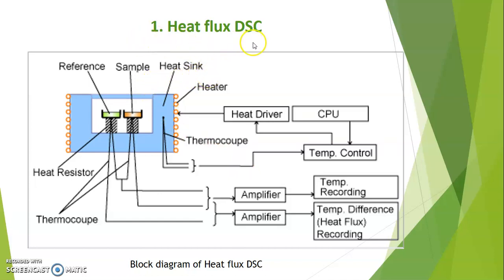So first one is heat flux DSC. Here is the block diagram of heat flux DSC. Here you can see sample and reference containers are present in the block, or in the DSC cell. This is the heater which applies the heat or temperature, and this is the heat sink. Now this sample and reference are connected with the thermocouple, and this thermocouple is then connected with the detectors where signals are detected and forwarded to the recording system where temperature and temperature difference are recorded. So this is about the block diagram of heat flux DSC.